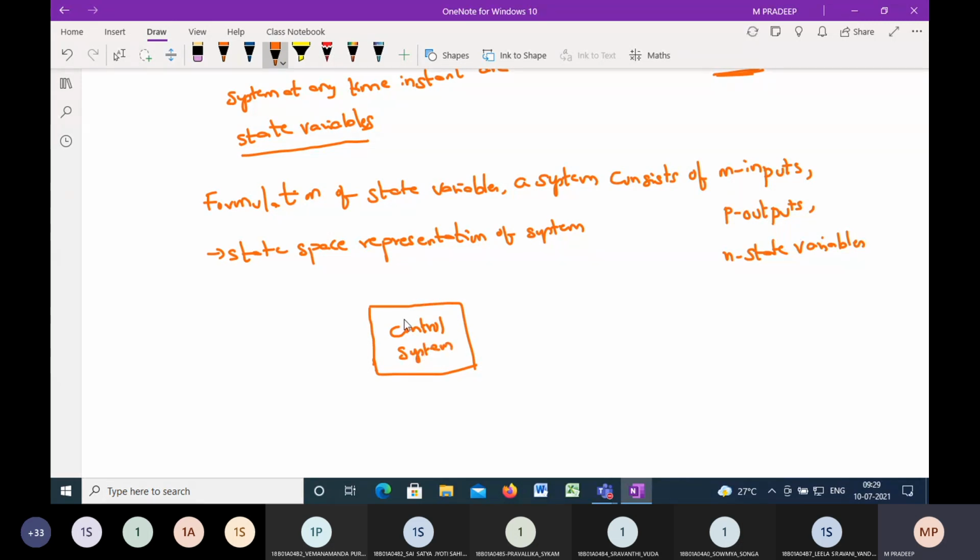For that, we consider some m number of inputs, which we represent as u1 of t, u2 of t, and so on up to um of t. So this is nothing but the m number of input variables.